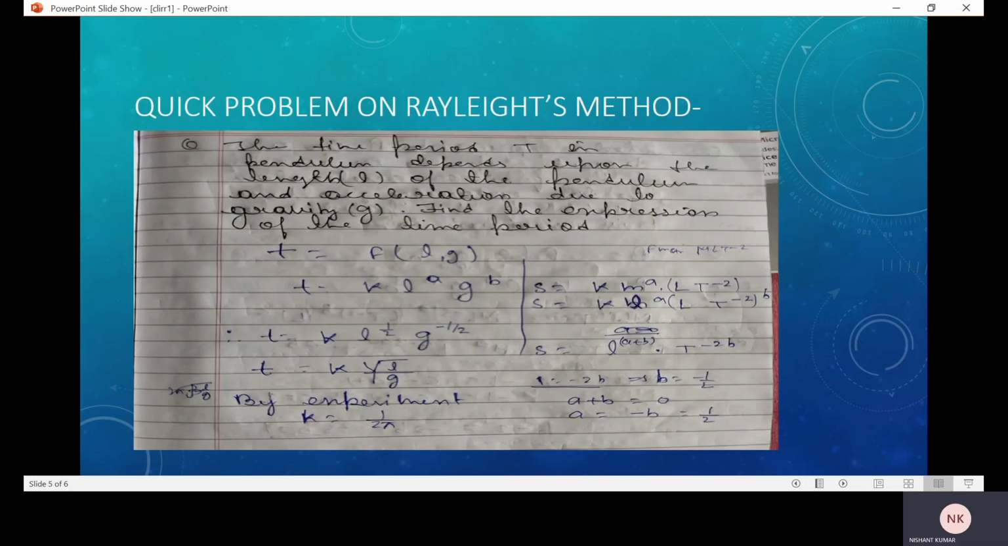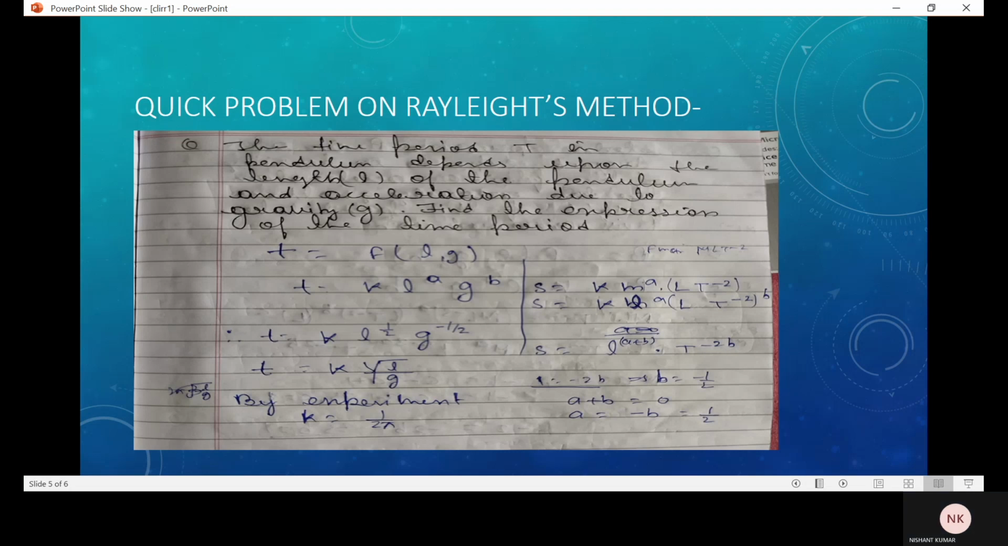This is a quick problem regarding Rayleigh's method. The time period T of a pendulum depends upon the length L of the pendulum and the acceleration due to gravity g. Find the expression of the time period. So we can assume T as a function of L and g. So we can write T equal to k times L to the power a into g to the power b.